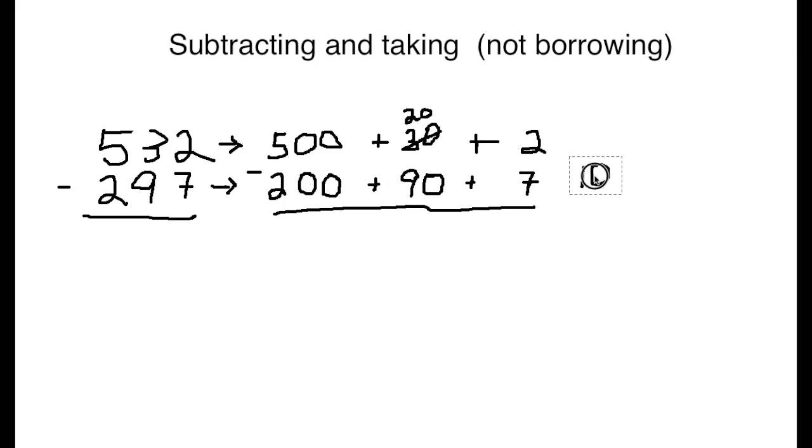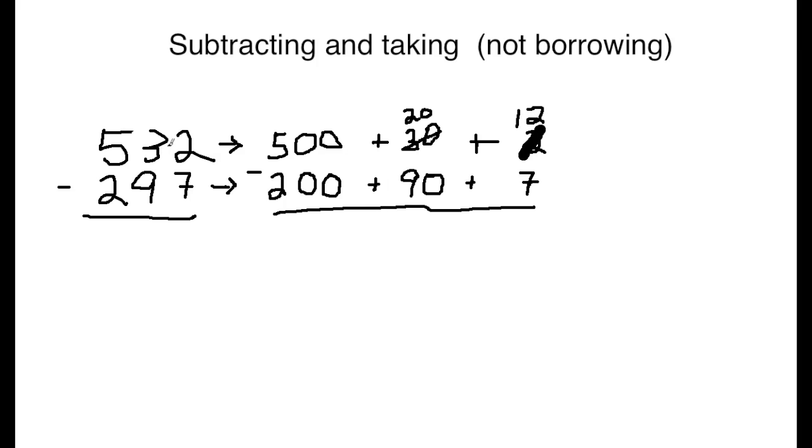Now, that 10 that we took is floating. And what we're going to do is we're going to take it and add it to the 2. What is 10 plus 2? 10 plus 2 is 12. So, let me get my eraser out. 10 plus 2 is 12.